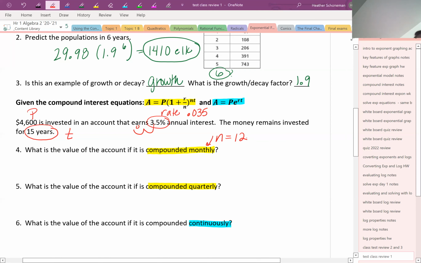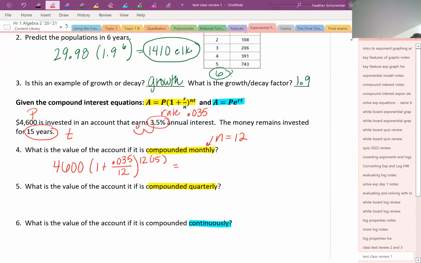So now that I have the facts, I'm going to write my equation and the answer, because that's what it's going to ask you to do on the test. If you don't have both, you're not going to get full credit. Because it's compounded monthly, I know I need to use my yellow equation. So I'm going to have P, which is 4,600, times 1 plus my rate, 0.035, over N, which is 12, all raised to 12 times 15. And we're going to take that equation and put it into our calculator.